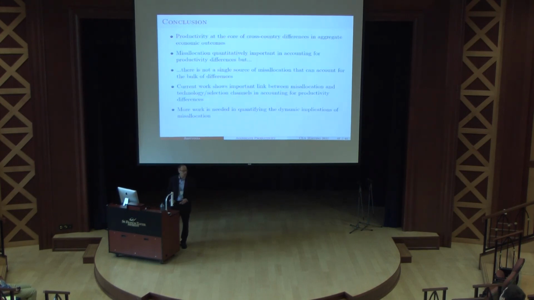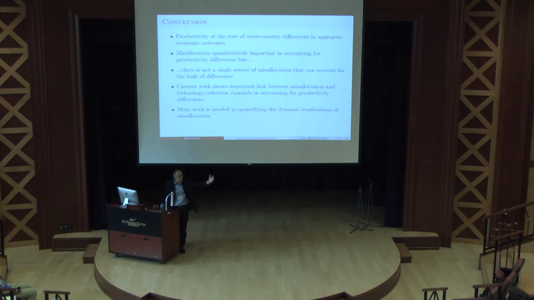Okay, so I end here. Productivity is at the core of cross-country differences in aggregate economic outcomes. I actually skipped over the issue that the same pattern of productivity being key arises when you go to a more disaggregate level. So if you look within the agricultural sector, industry, productivity is going to be key. And in fact, it's also going to be key in terms of driving the economic structure you see.